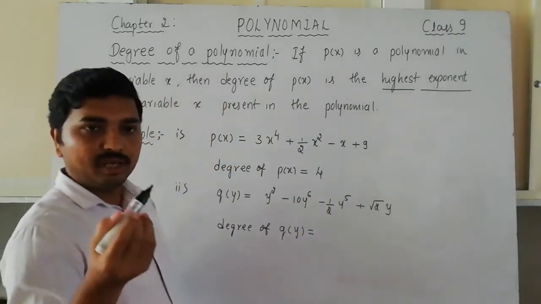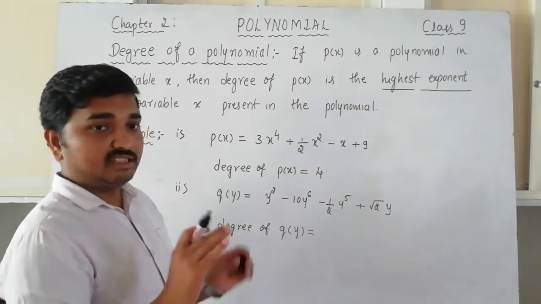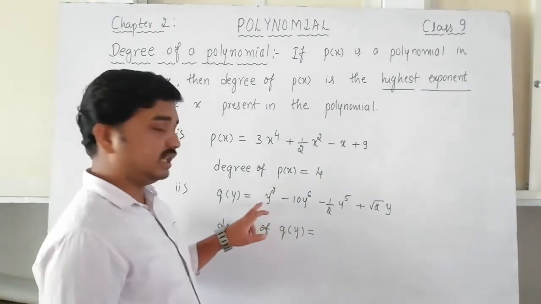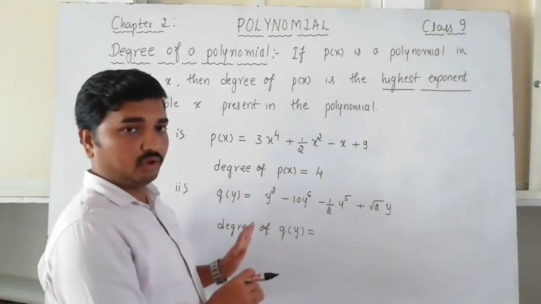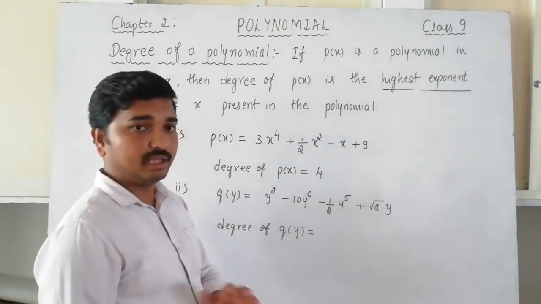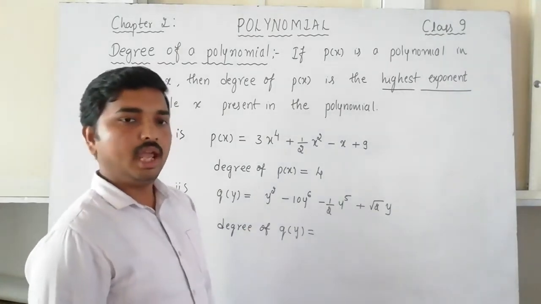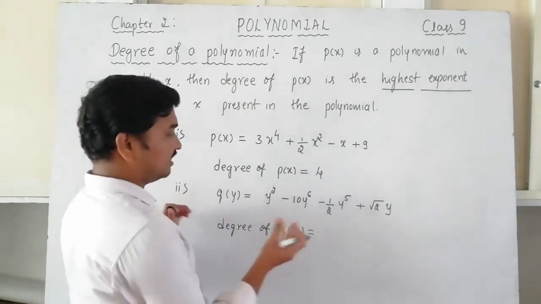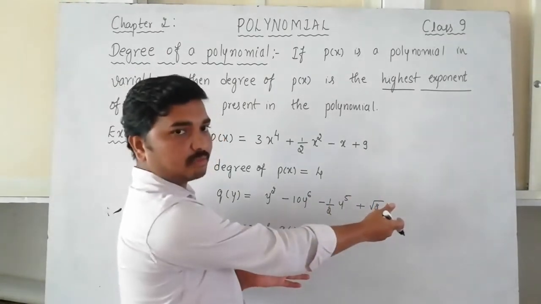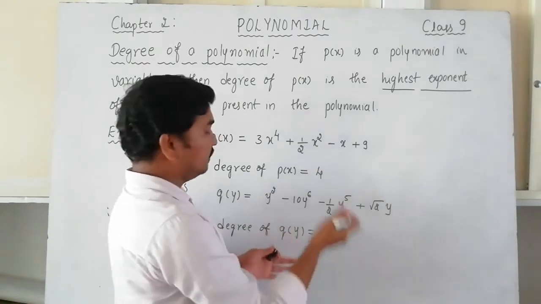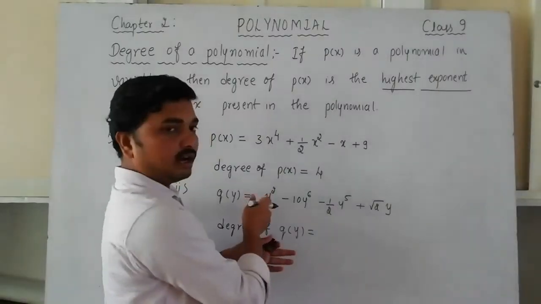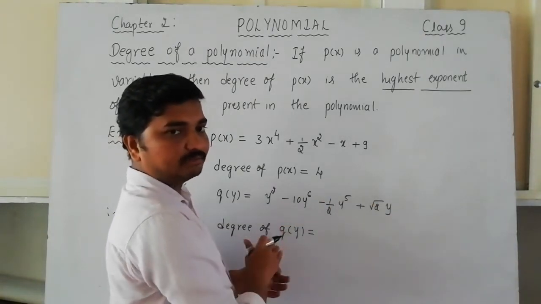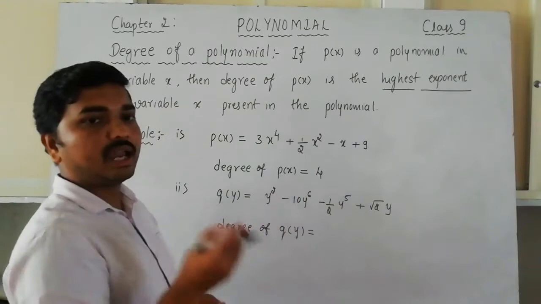Okay, one thing you need to remember. There is no restriction like this, that the highest exponent should be present in the starting of the polynomial, or it should be the first term of the polynomial. There is no restriction like that. It may be present anywhere in the polynomial. You need to identify. The highest exponent may be present at the last term, or it may be in the middle, or it may be in the first term. You need to verify all the terms. You need to look at all the terms, and then you need to find out the highest exponent.